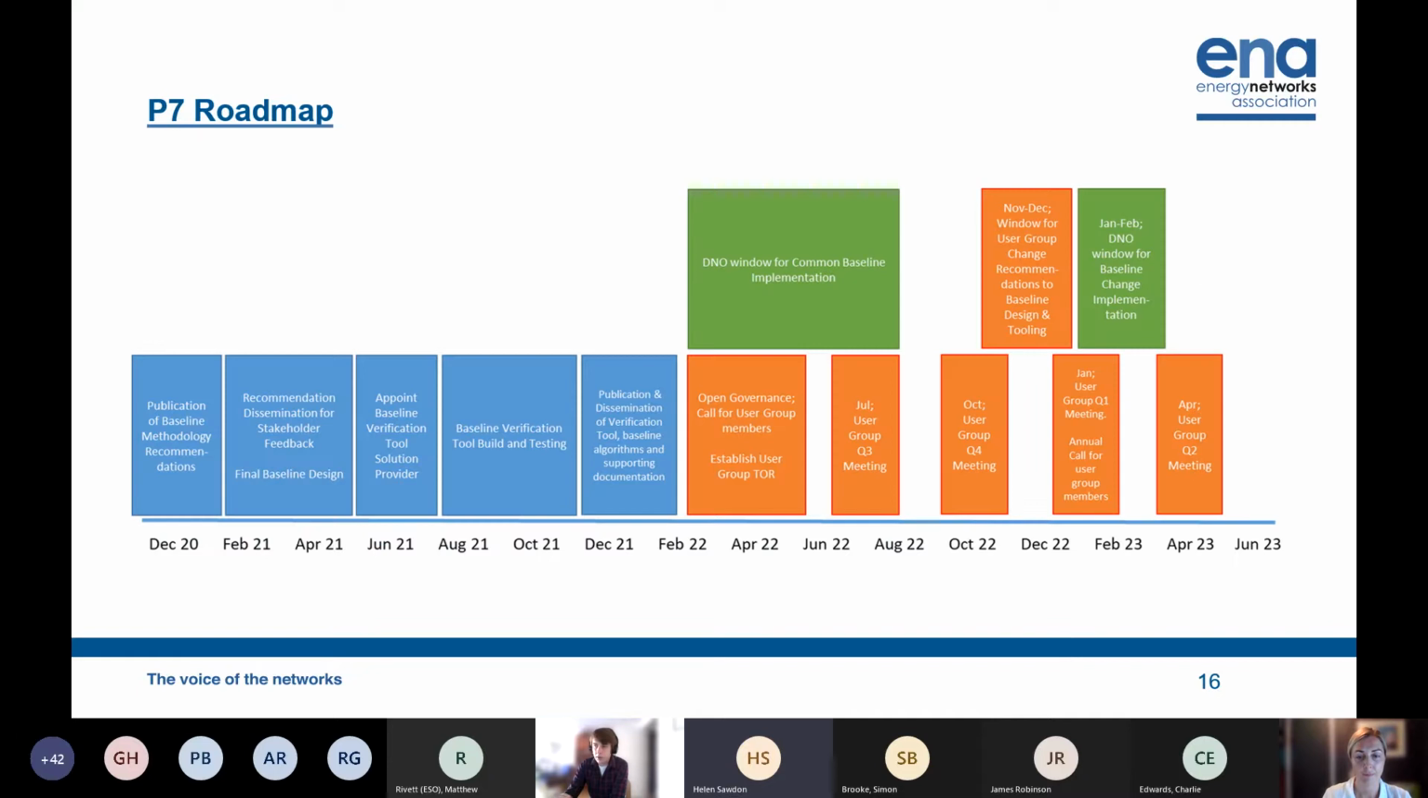Detailed in there, we've got the activities this year through the product team and the delivery of that verification tool by the end of this year. Then from next year, we'll move into the open governance framework as DNOs begin to implement the common baseline methodology. There's also a framework to make sure that recommendations for changes to baseline design or to the baseline tooling are fed in through the open governance group back into the DNOs, so that we can do any change implementation if necessary.